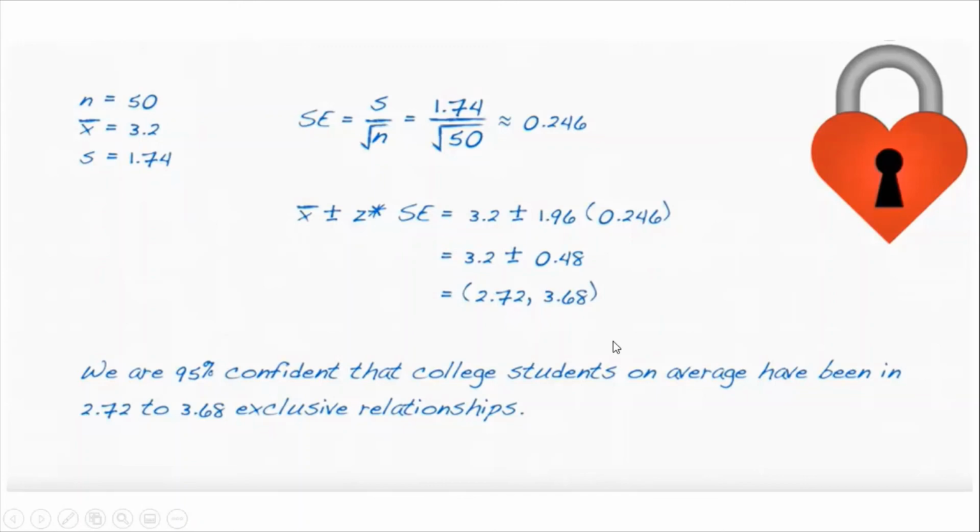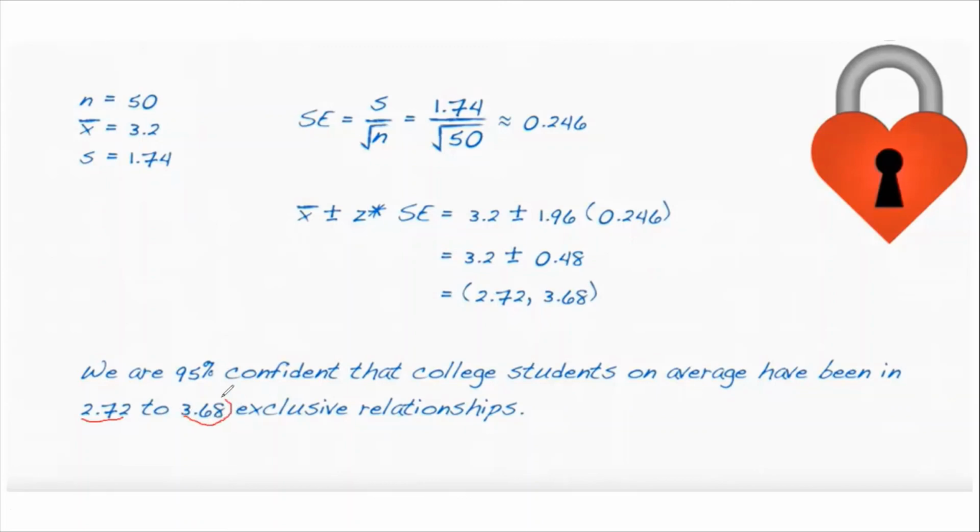So basically, the confidence interval is not hard. First, you need to know the sample size, the mean, and the standard deviation. If you know these three parameters, then you can find the confidence interval. So the final interpretation: we are 95% confident that college students on average have been in 2.72 to 2.68 exclusive relationships. That is how you interpret it based on our result.